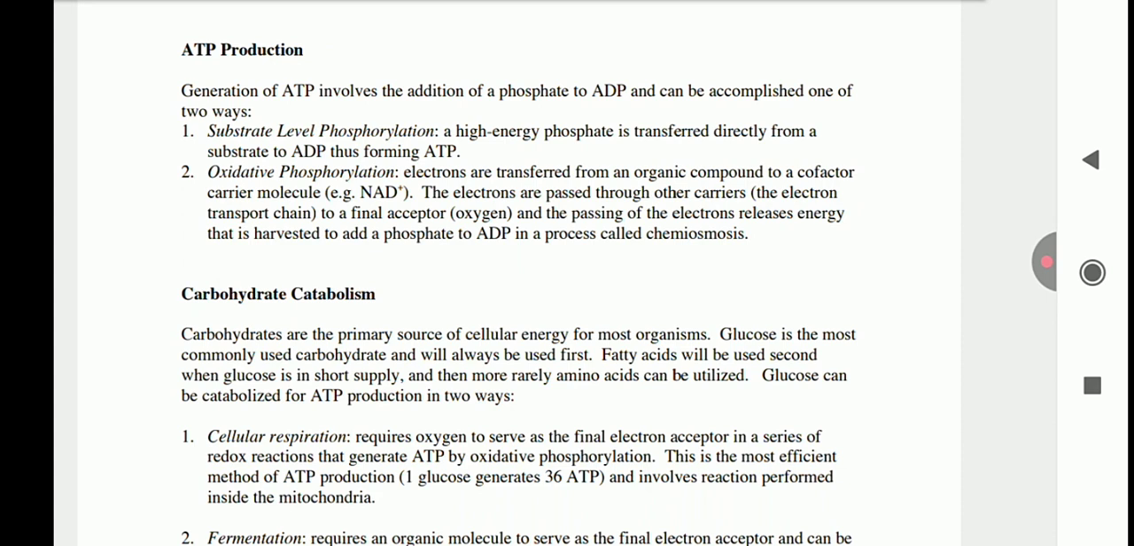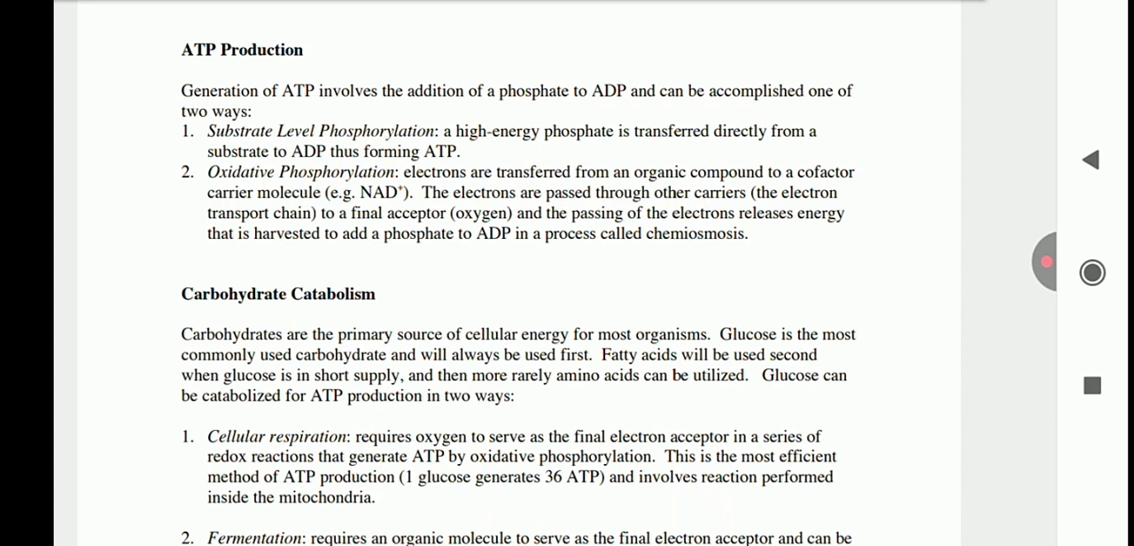Second, oxidative phosphorylation. Electrons are transferred from an organic compound to cofactor carrier molecules. The electrons are passed through other carriers in an electron transport chain to a final acceptor, and the passing of the electrons releases energy that is harvested to add a phosphate to ADP, a process called chemiosmosis.